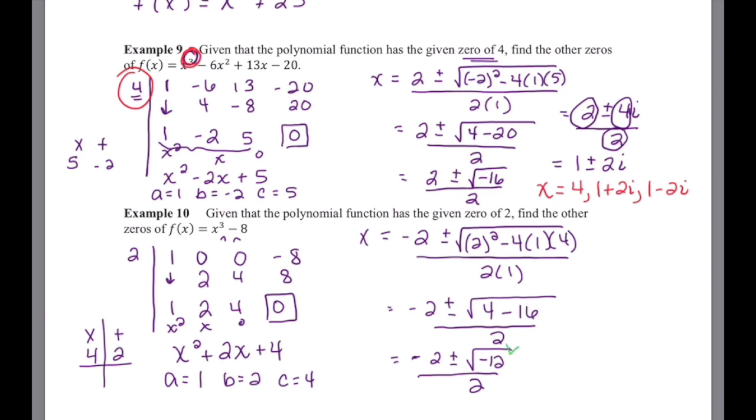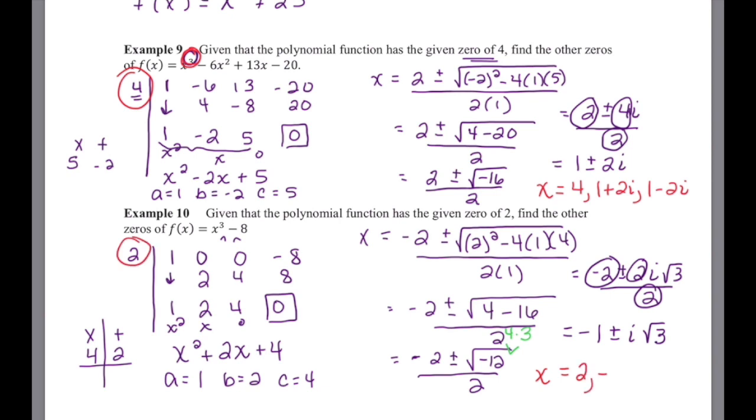12 we can simplify to 4 times 3. So since I can take the square root of 4 and I'm going to take that negative out, we now will have negative 2 plus or minus 2i square root 3 over 2. Notice that our coefficients are all divisible by 2. Negative 1 plus or minus i square root 3. So our x values are 2, which they had already provided us, as well as negative 1 plus i square root 3 and negative 1 minus i square root 3. The largest exponent we had was 3, so we had found all 3 of our zeros.